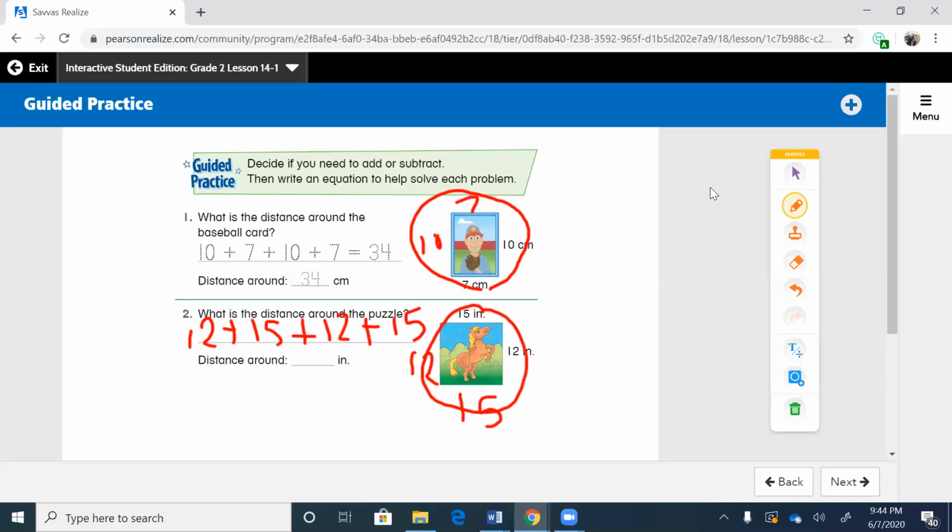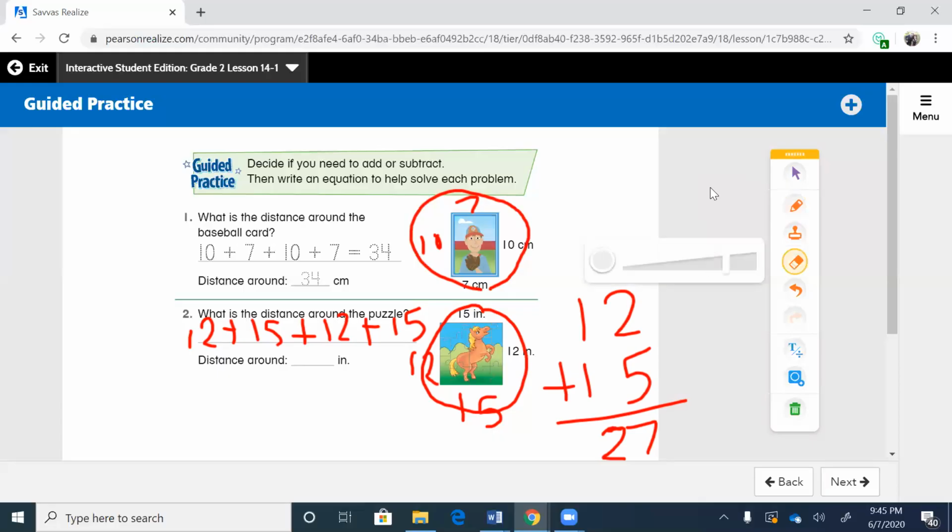So what I'm going to do is I'm going to add 12 plus 15, okay? 5 and 2 make 7, and 1 plus 1 is 2. So we have 27. Now, since we know that 12 plus 15 is 27, all we have to do is just add another 27. So let me just clear some space.